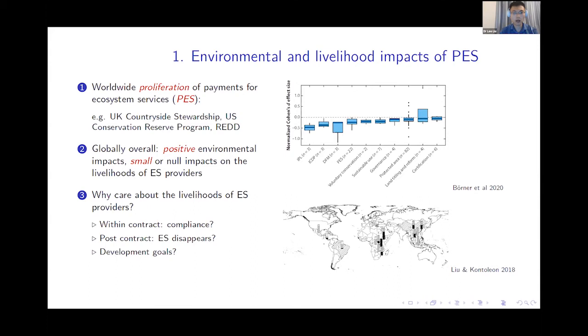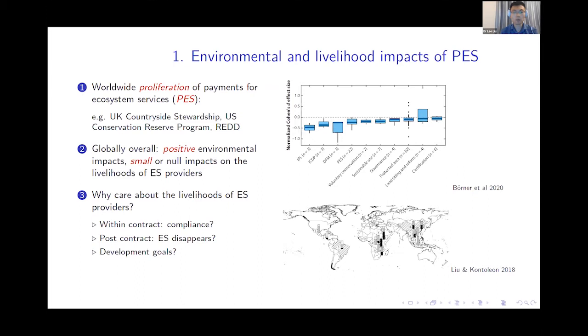So since PES programs are primarily environmental programs, why do we care about the livelihood impacts? Well, there are quite a few reasons. To start with, within the contract period, if the providers of environmental benefits are only marginally better off or even worse off, would we be confident that they will comply with the provisions of the contracts? And if not, how would we better enforce those provisions? Would that lead to higher enforcement costs?